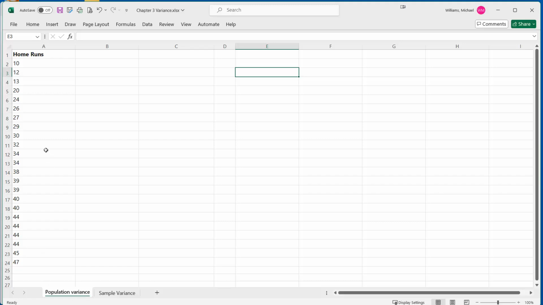Look at these home runs. The middle is around here, right? The lowest one is 10. That's pretty far from the middle. The highest one is 47. That's the dispersion. You could calculate the range, right? The range is 37. We already did that in the prior video. But that gives you some information, but it doesn't tell you how squished the data are toward the middle.